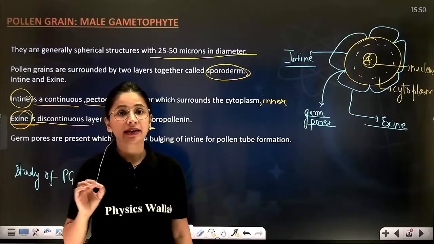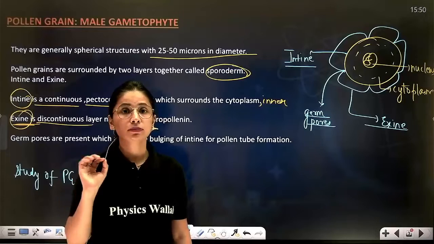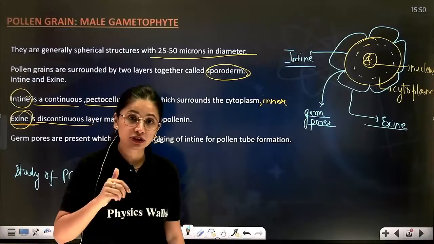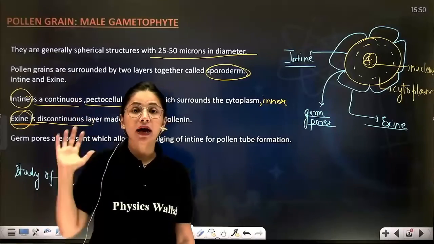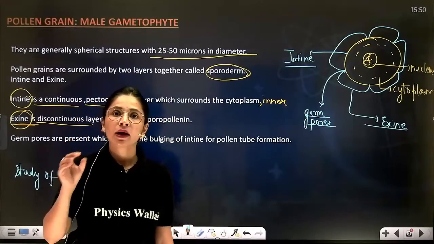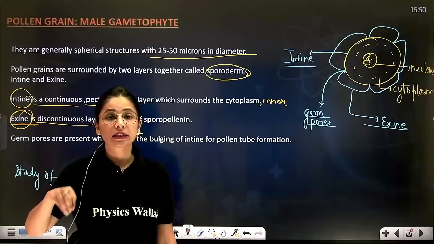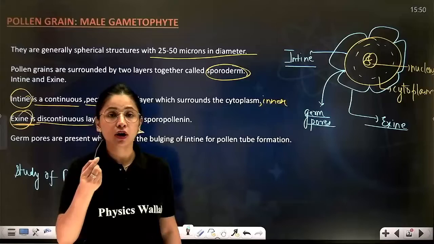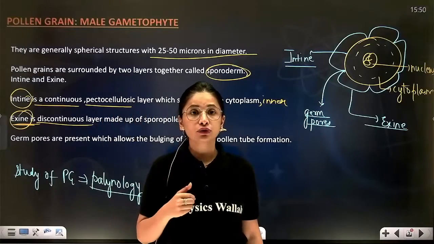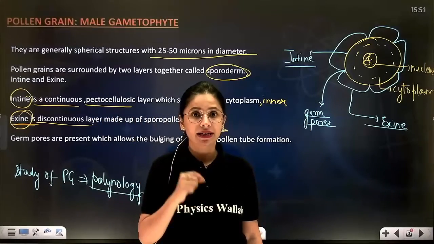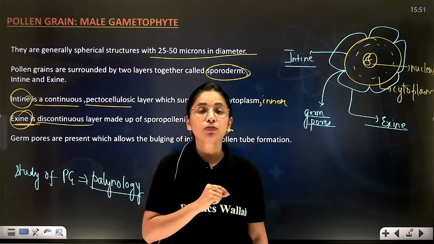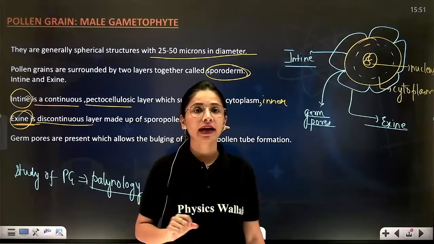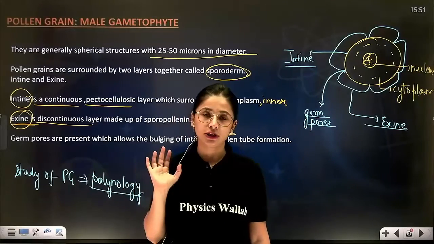Therefore, some scientists, archaeologists, use pollen grains to study archaeology, to study history, to study extinct plant species. Plants have gone extinct, but their pollen grains might still persist in today's environment. So archaeologists use pollen grains to study the fossil records. Hence, when you use pollen grains to study fossil records, that study is known as geopalynology.